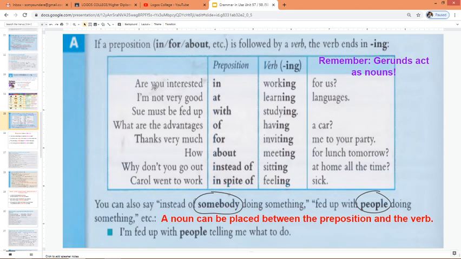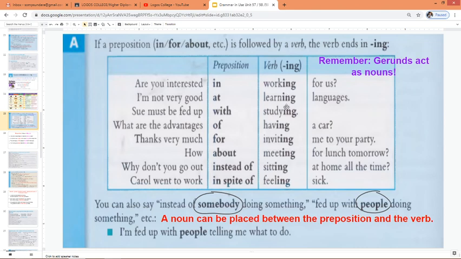Look at the prepositions. Are you interested in working for us? So work follows a preposition. Therefore, it must take the ing form, the gerund form. I'm not very good at learning languages. Sue must be fed up with studying. Fed up means you're tired of it, you're bored of it, you don't want to do it anymore. What are the advantages of having a car? And here's some other phrases: preposition for, about, instead of, in spite of.